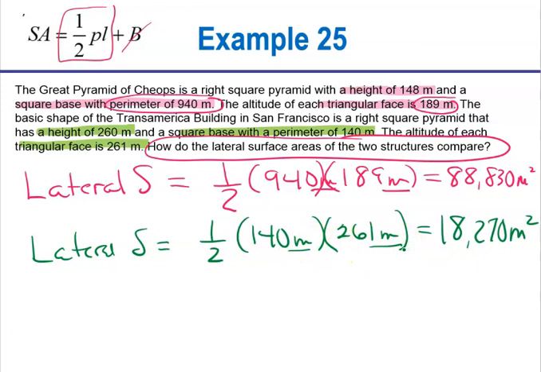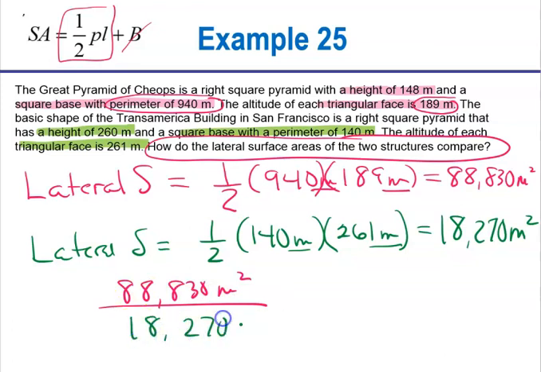So how do these compare? Okay, now you set up a ratio. How do the lateral surface areas of the two structures compare? We don't know which one to put on the other. Let's put the bigger one on top, okay? The bigger one is Cheops, right? So if I take my 88,830 meters squared and divide that by Transamerica, which is 18,270 meters squared, that's going to give me a result. You go ahead and do it while I'm messing with buttons.